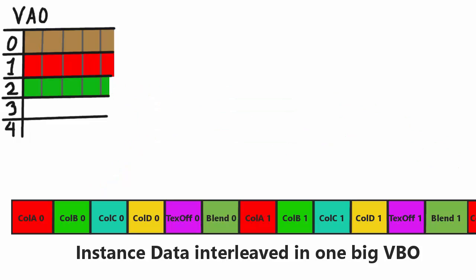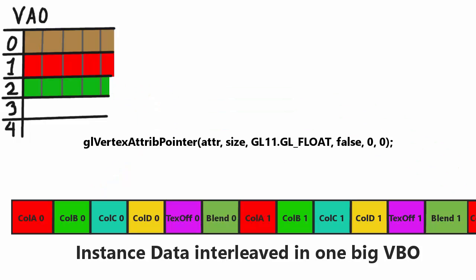To create the attributes, we still actually just use the glVertexAttribPointer method, but this time we're going to make use of the last 2 parameters, which we've previously just always set to 0.